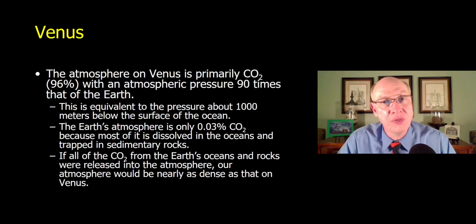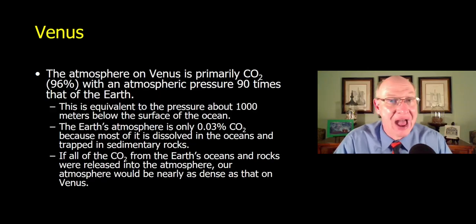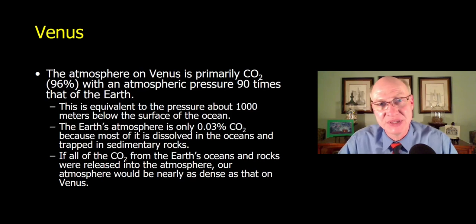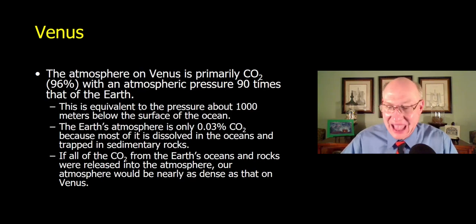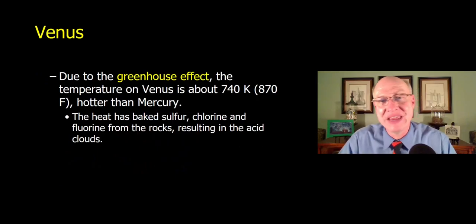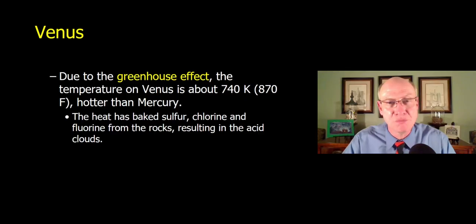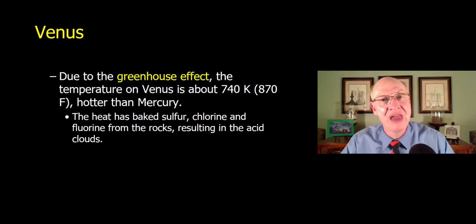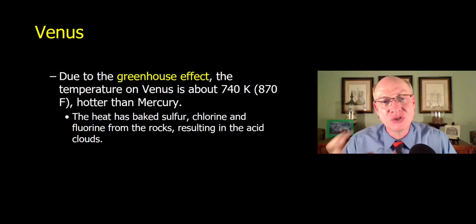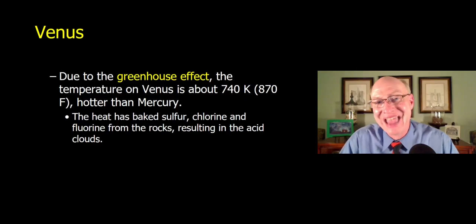If we were to take all the carbon dioxide from the Earth's oceans and we were to take all the rocks and convert them back into carbon dioxide, our atmosphere would be as thick as Venus's atmosphere. Now, having a thick atmosphere like this means that you can trap a lot of heat. Carbon dioxide is an excellent greenhouse gas. You've got a tremendous atmosphere that is much, much denser and much thicker than the Earth's atmosphere, and it is made of a very good greenhouse gas. And so that means that due to the greenhouse effect, the temperature on Venus is about 740 Kelvin. That's 870 Fahrenheit, and that is hotter than the surface of Mercury.